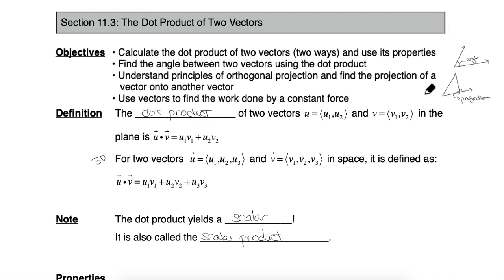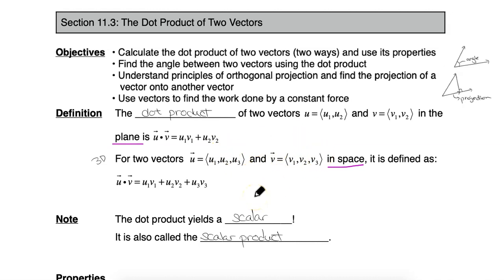So let's see the definition of the dot product. If you have two vectors in the plane, u1, u2 and v1, v2, then the dot product is the sum of the products component by component. So u1 v1 plus u2 v2. In 3D, in space, it's the same: you multiply component by component and you add again, so it's u1 v1 plus u2 v2 plus u3 v3.